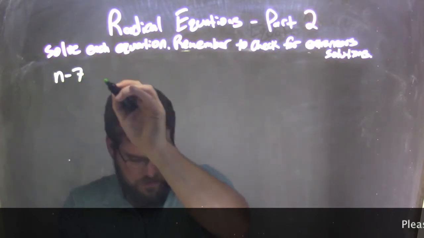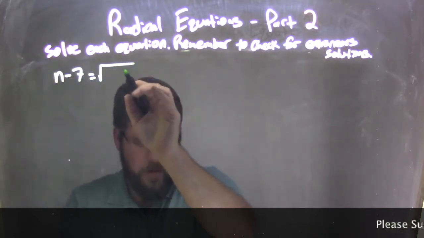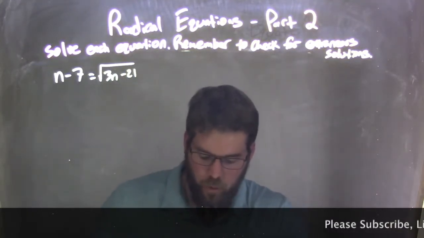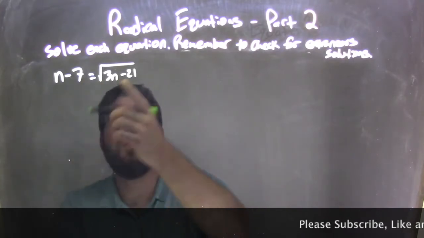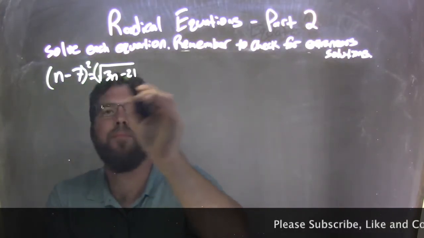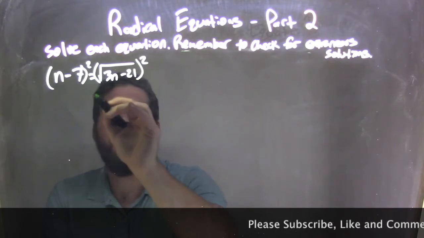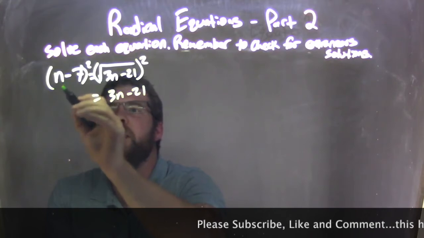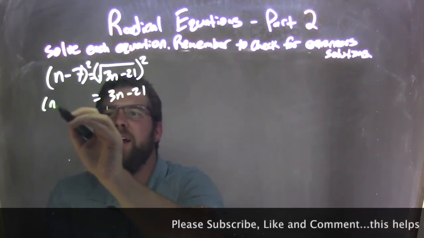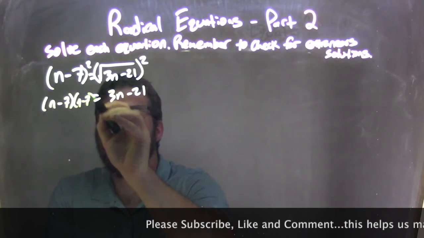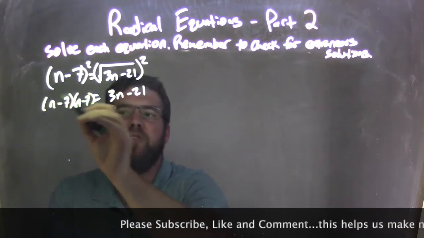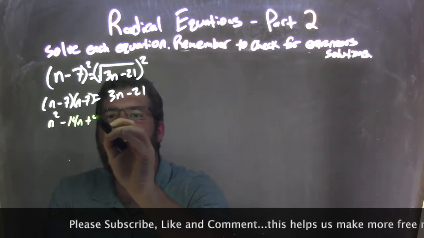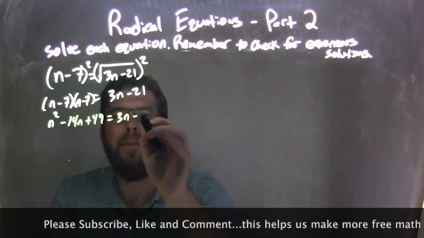n minus 7 equals the square root of 3n minus 21. First thing I need to do is square both sides to eliminate that radical. So I'm going to square both sides, leaving me with 3n minus 21 on the right side. On the left side, n minus 7 squared is really just n minus 7 times n minus 7. When I distribute that out, that becomes n squared minus 14n plus 49 equals 3n minus 21.